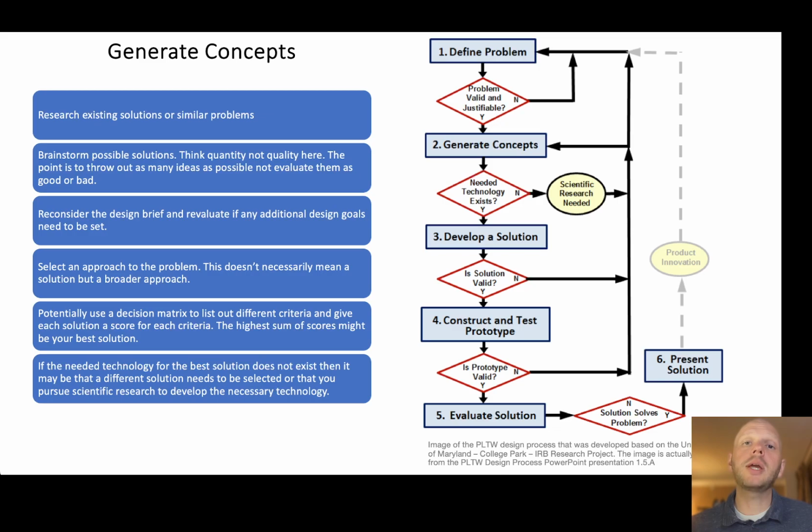And then you need to evaluate, does the needed technology exist for the best solution? If it doesn't, then you can see here on the chart, you may need to go through a process of scientific research in order to try to develop the technology. And we're going to talk about at the end an example of a company who did that and is doing that, and why it was worth the effort to basically hit pause on trying to solve the problem, develop the technology, and then come back to it later.